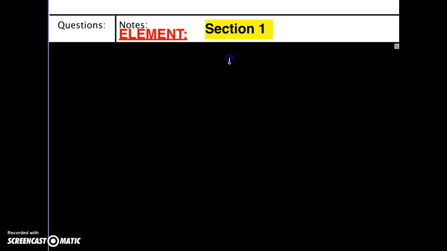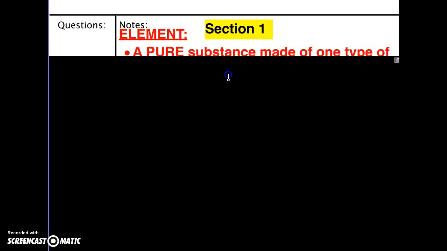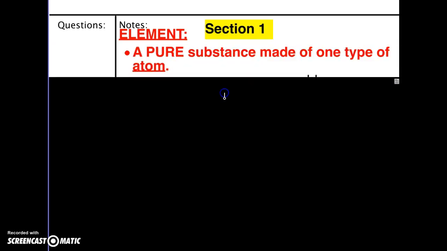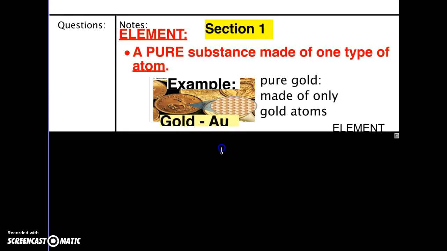This is the first section of your notes. This is all going to be about the elements. A lot of the stuff you already know, but here's the official definition of an element. An element is a pure substance made of one type of atom. For example, pure gold. We already learned about gold from the periodic table. The symbol is Au. And if we had pure gold coins, it means we would only have gold atoms.